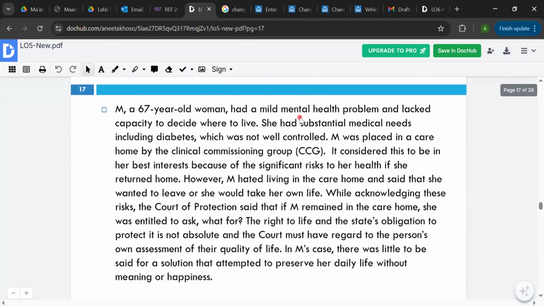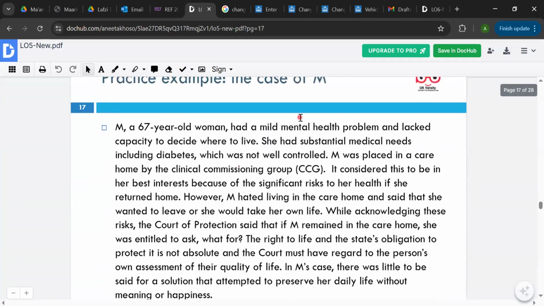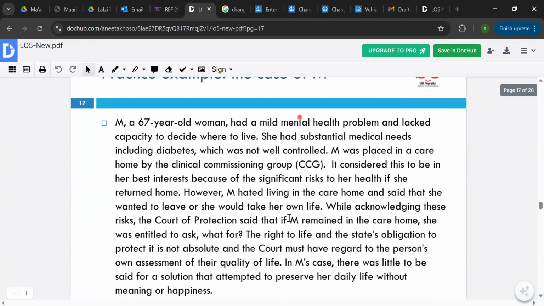We had not discussed this. This was a case about Mr. M. Oh, Miss M, sorry. Did anyone read this? That's fine. I would appreciate it if you do come after reading it.